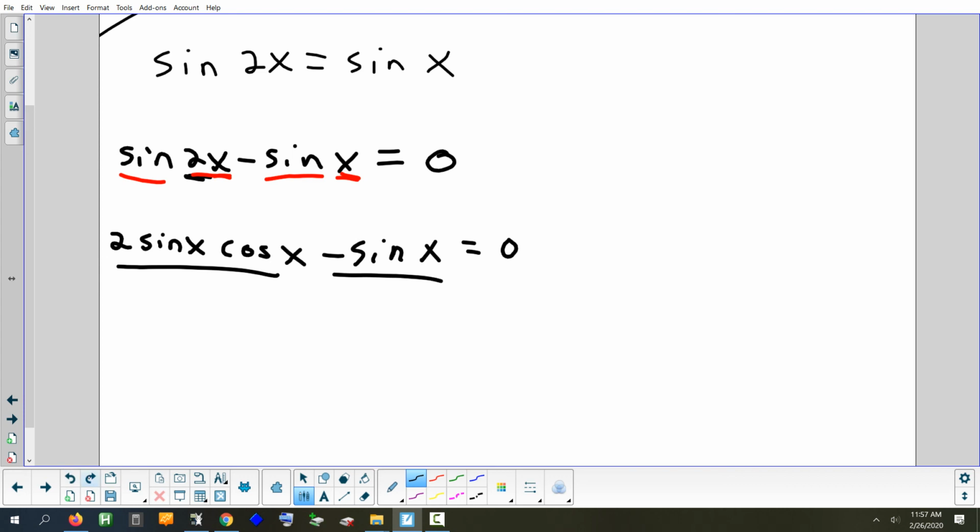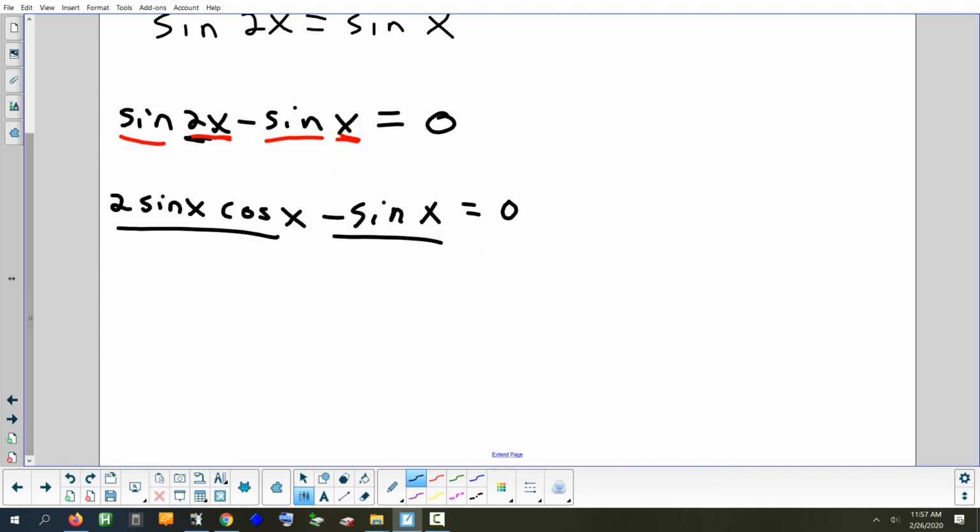Look at the 2 things I just underlined. What do they have in common? So whenever they have the same thing in common, what do we do with it? Factor. So let's factor out the sine x. Jacob, if I factor out sine x from the first term, what's left? 2 cosine x.